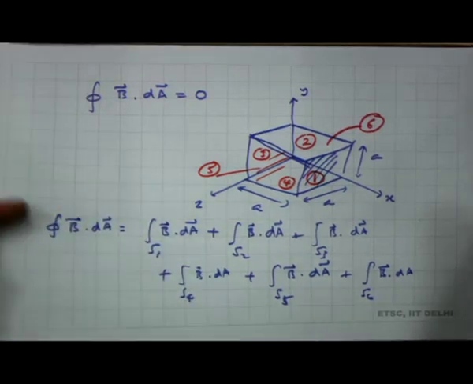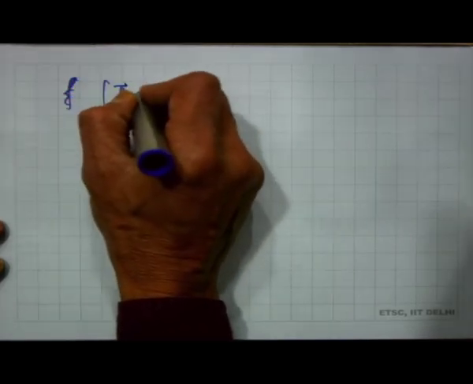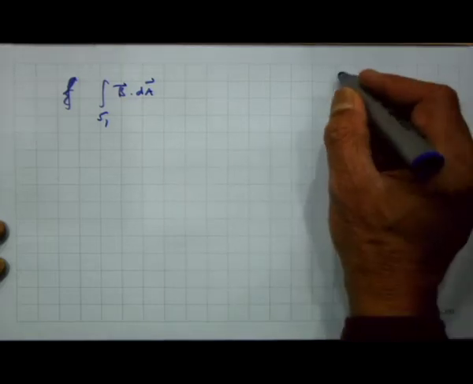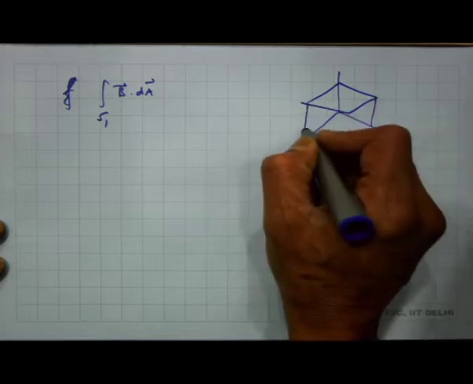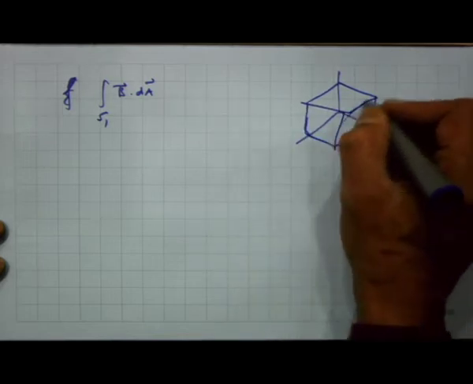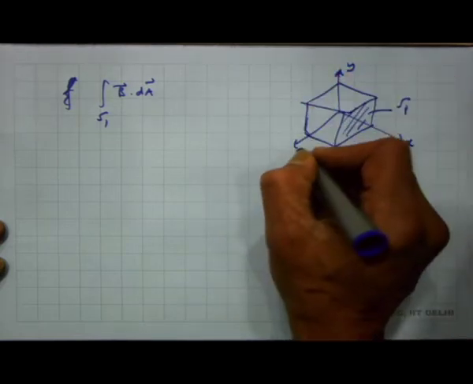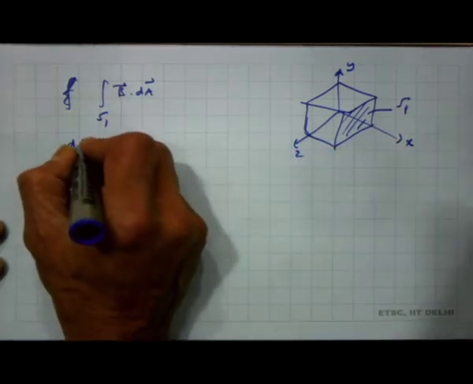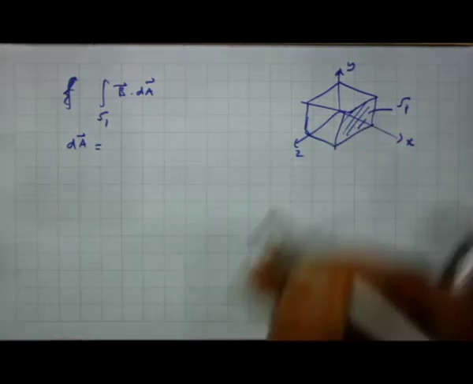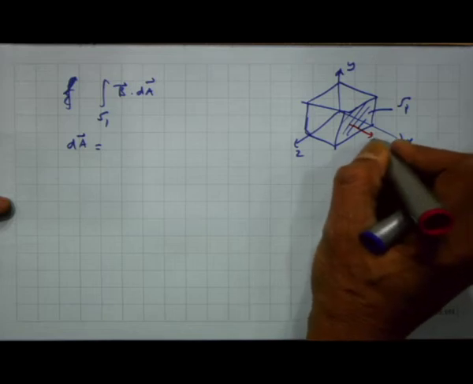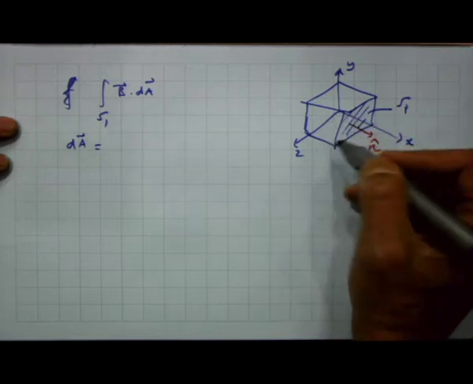So, let us start with integral B dot dA over S1. Let me redraw the figure here. Remember this is the cube in which I am integrating. So, this is S1, this is x, y, and z. So, what is dA for this? The normal to this area is pointed along the x direction. This is the normal. So, the area vector will be, and this surface is parallel to the y z axis.